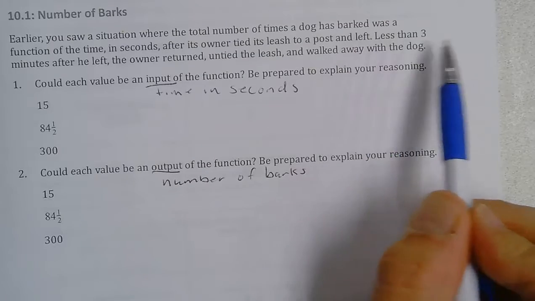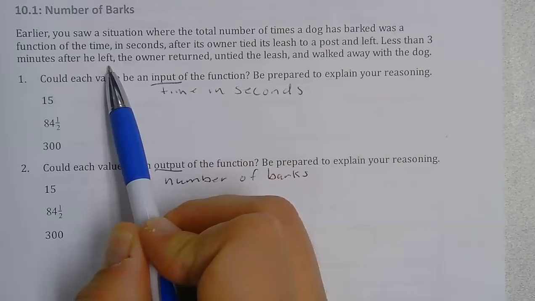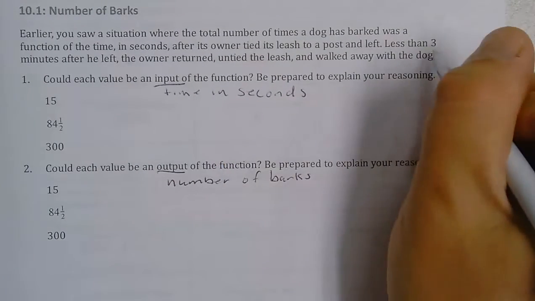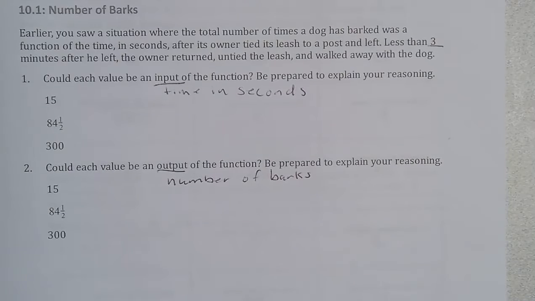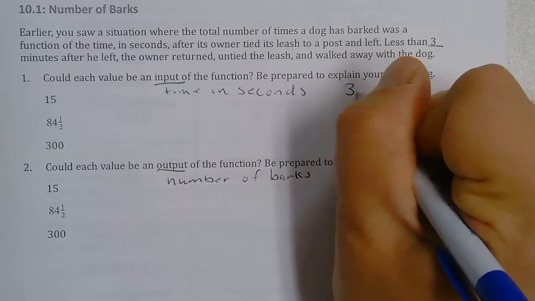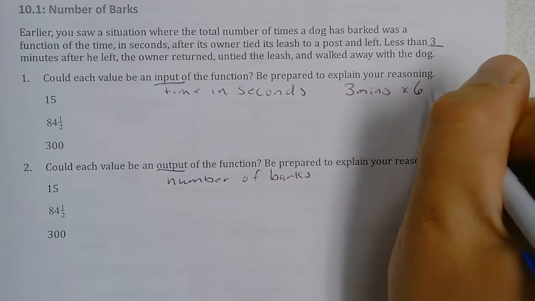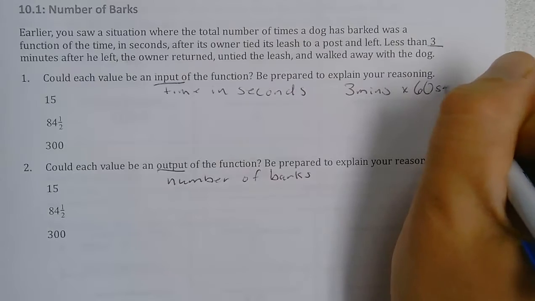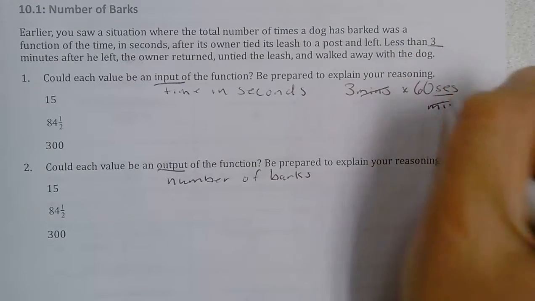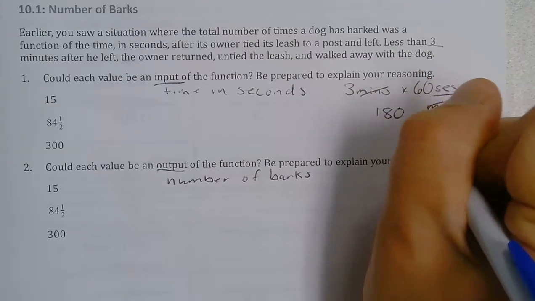So an owner tied the dog to its leash, and less than 3 minutes afterwards, the owner returned. If we're inputting seconds and the owner's gone for 3 minutes, I need to figure out how many seconds that is. So if I go 3 minutes times 60 seconds per minute, the minutes will cancel out, and that is 180 seconds.